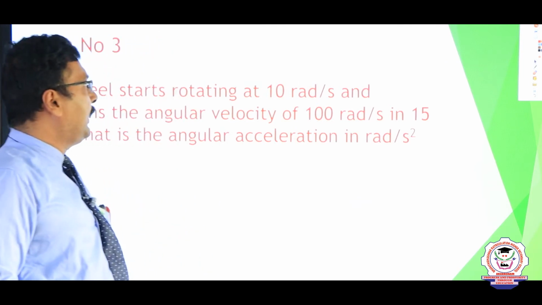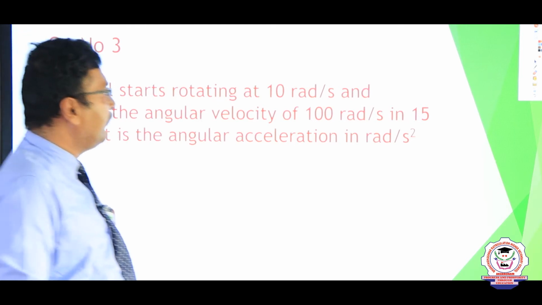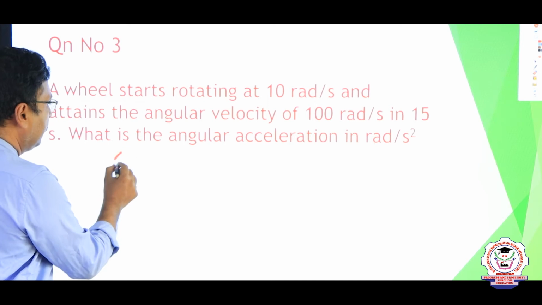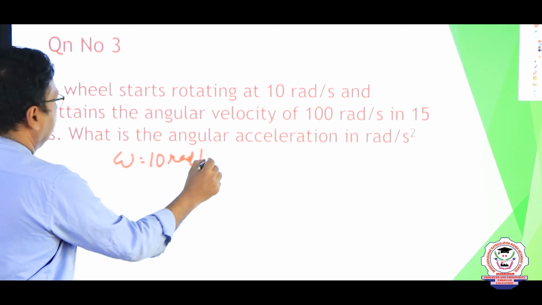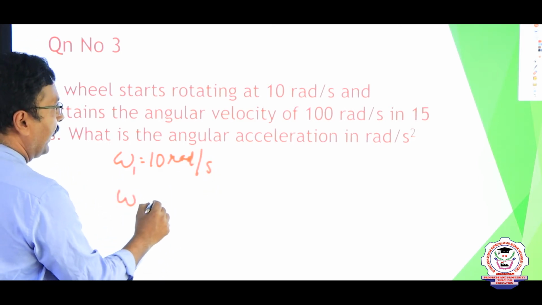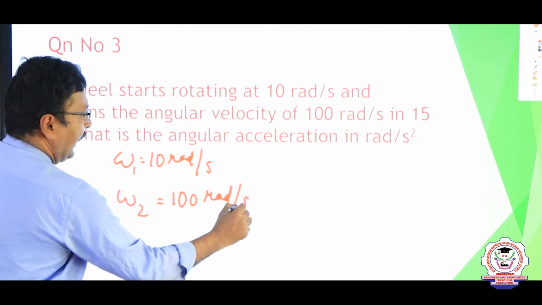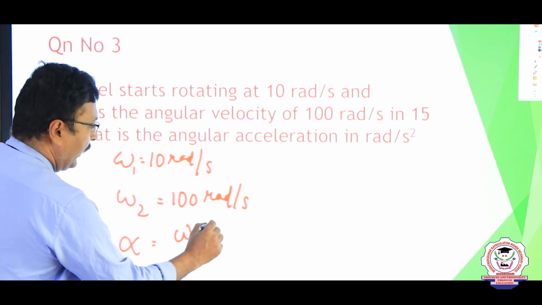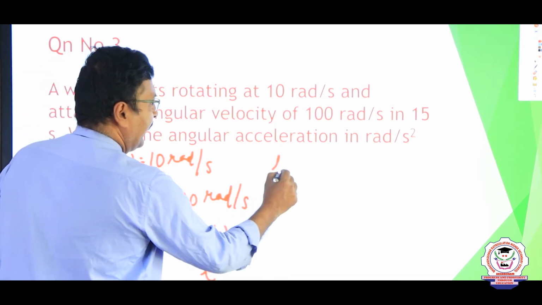A wheel starts rotating at 10 radians per second and attains an angular velocity of 100 radians per second in 15 seconds. So what is given? Omega 1 is given as 10 radians per second and it attains the angular velocity omega 2 of 100 radians per second. You are asked to find out the angular acceleration. What is alpha? Alpha is equal to omega 2 minus omega 1 divided by time. Time is given as 15 seconds.